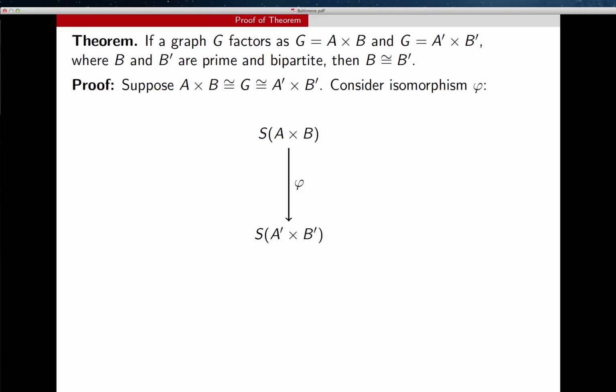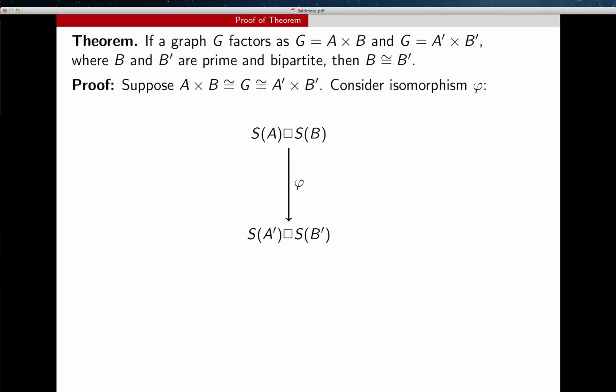Now we're going to use that property of the Cartesian skeleton. Phi is now a map from S of A box S of B to S of A prime box S of B prime. In fact, it's an isomorphism between the two.